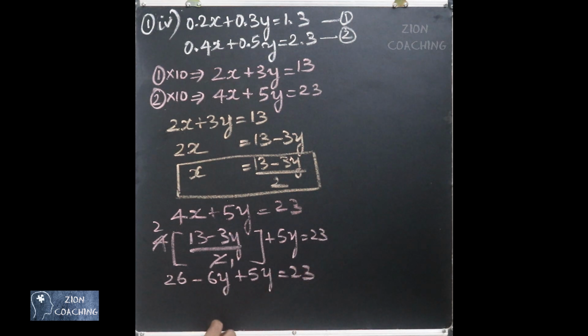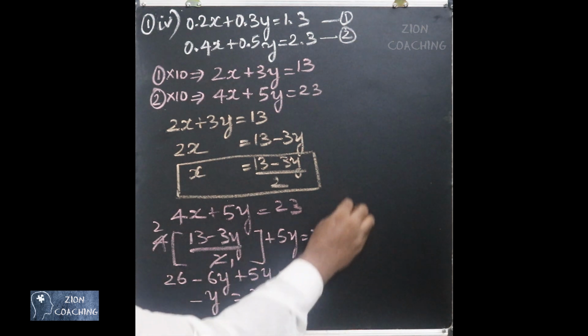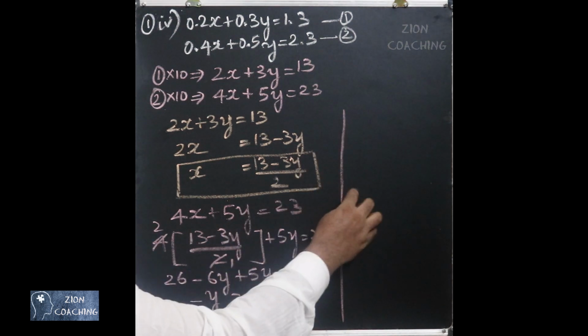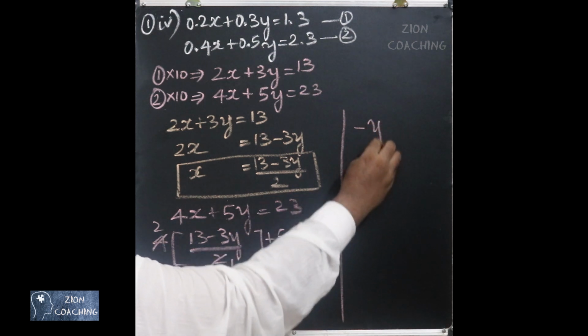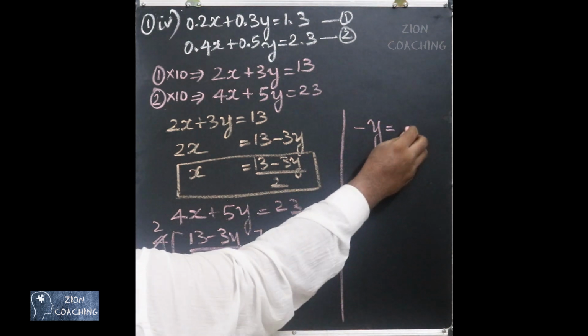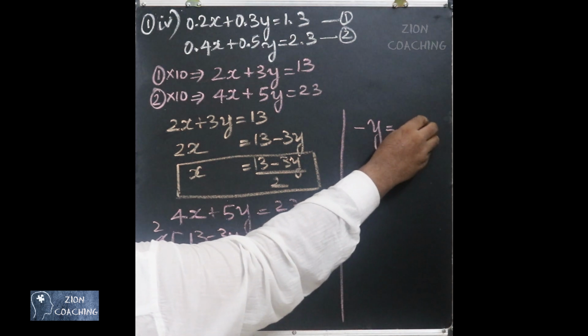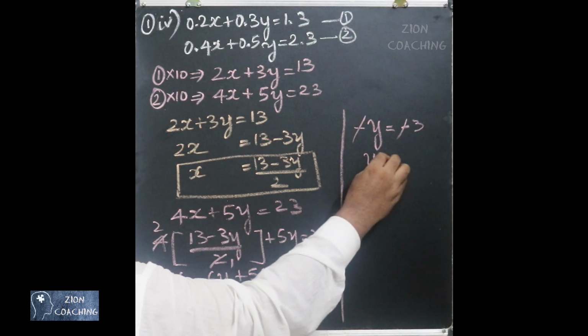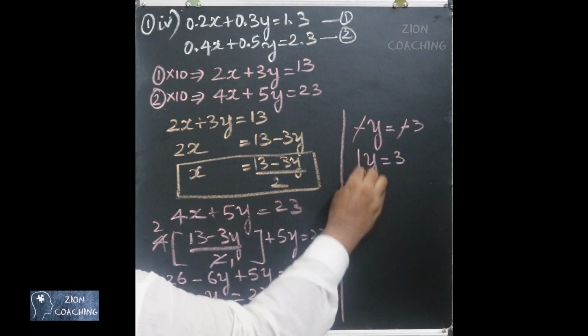Take this 26 to the other side. Minus 6y plus 5y will be minus y equal to 23 minus 26. So we will have minus y equal to 23 minus 26, which is going to be minus 3. Minus and minus will be cancelled. So your y value is 3.